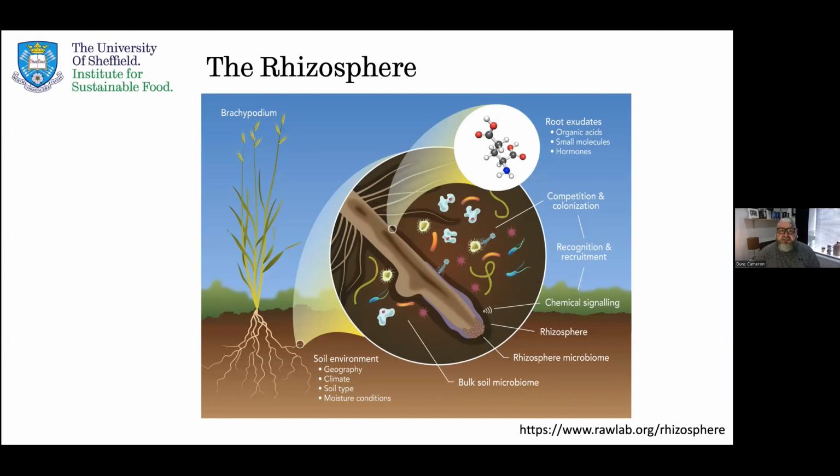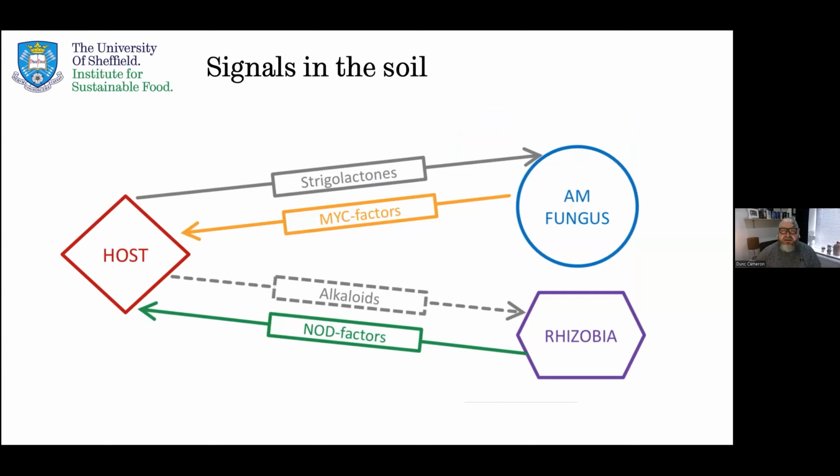Now, within the rhizosphere, we can think about it almost as an information superhighway. A plant, which is here represented as the diamond, can send signals out to attract fungi and different types of bacteria, and they can respond to the plant and change how the plant's physiology is regulated.